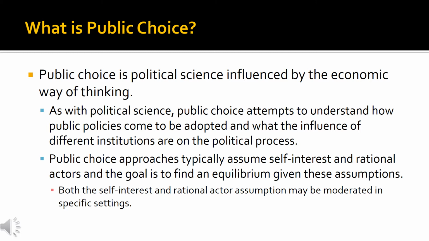So just like political science, with public choice we're trying to understand how public policy comes to be adopted and what the influence of different institutions is on the political process. With public choice theory, we're going to assume that self-interest and rational actors exist. And the goal with using public choice theory is to find an equilibrium given these assumptions. We're going to try to find out what the most likely result is when we're faced with these policy questions.